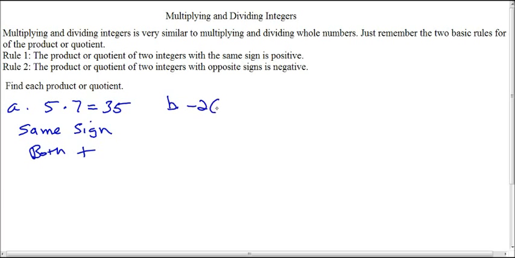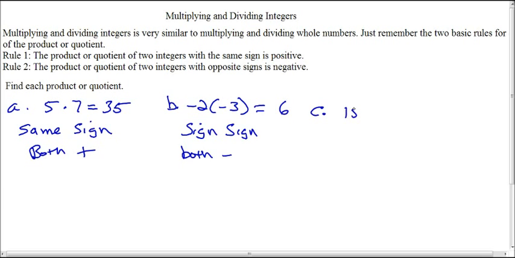Negative 2 times a negative 3. Well, 2 times 3 is 6. But because we have the same sign, even though they're both negative, we still get a positive 6. Let's take a look at another one.